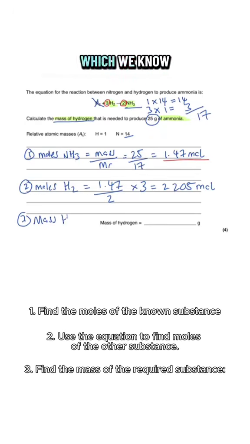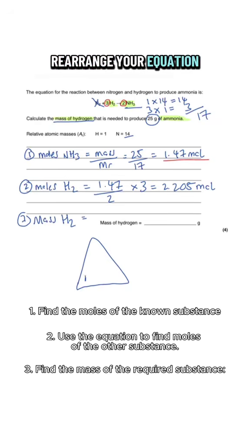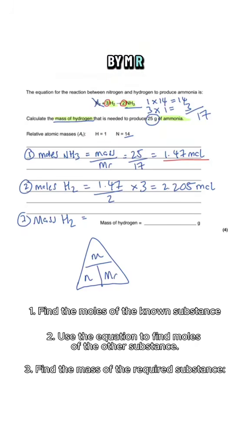And your final step is always finding the mass of the substance they asked you for the mass for, which we know is hydrogen. Now, this is where you need to be able to rearrange your equation. We know that number of moles is mass divided by Mr, so therefore mass is number of moles times by Mr.